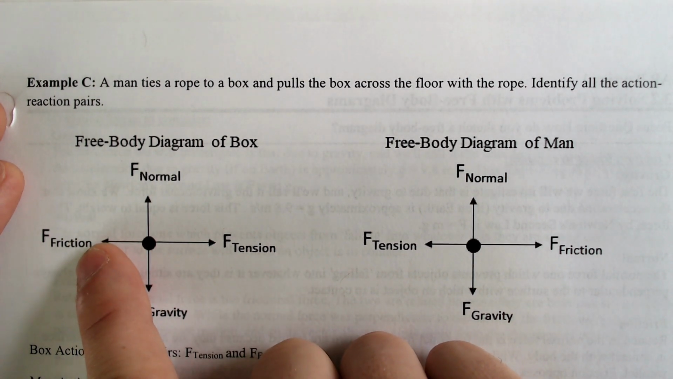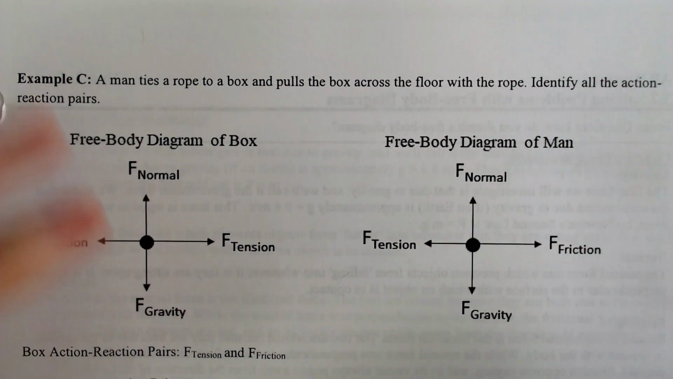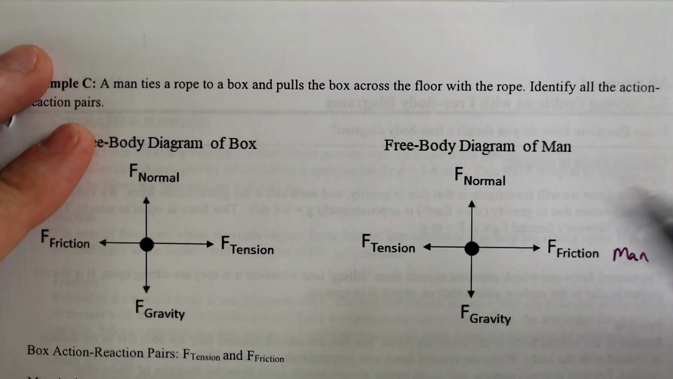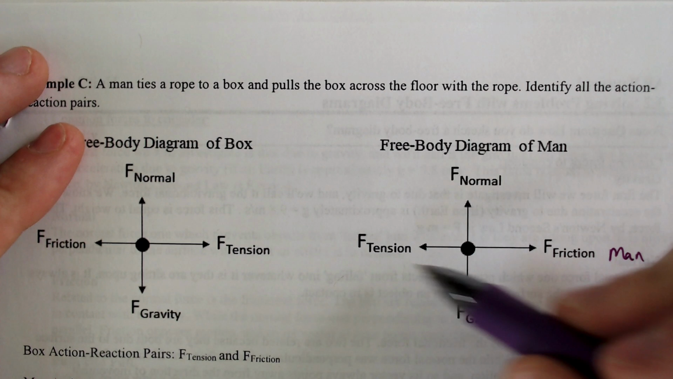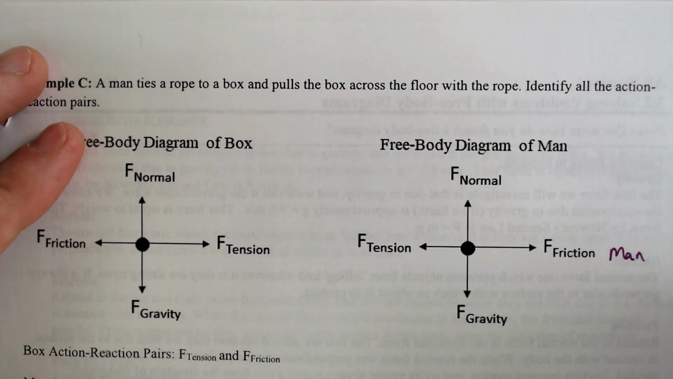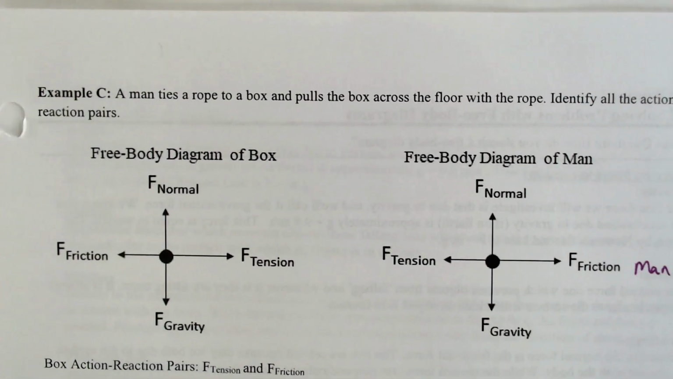But if we were referencing it to the idea of the man, who was essentially over here, he would have the tension pulling in this direction and the friction would be opposing it. So it would flip depending on your frame of reference.